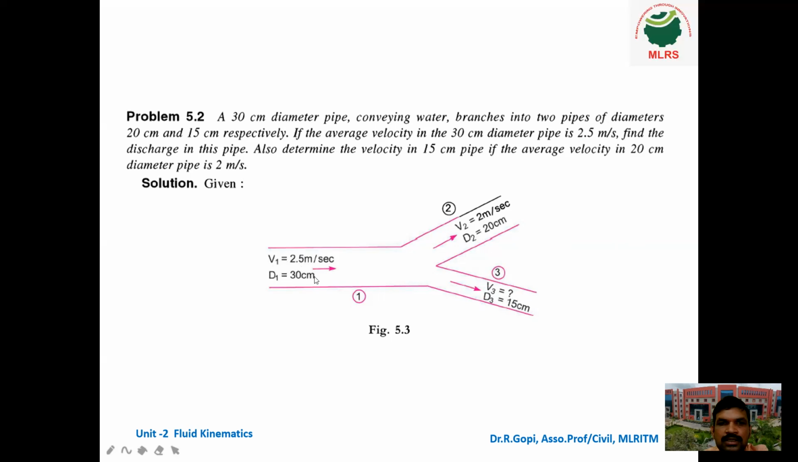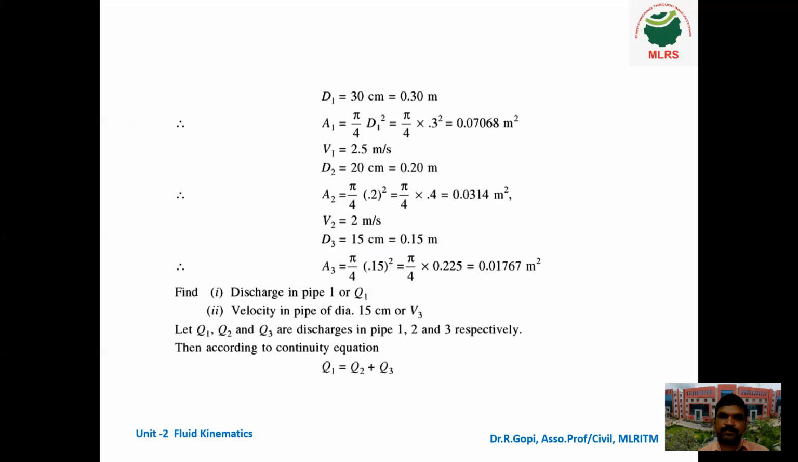Okay, so here for first pipe V1, D1 is given. For the second pipe V2, D2 is given. For the third pipe D3 is given, V3 not given. So V3 only we have to find. So how to find? Let us see.